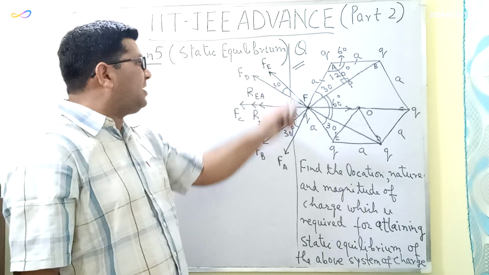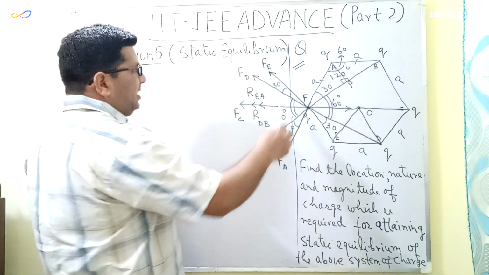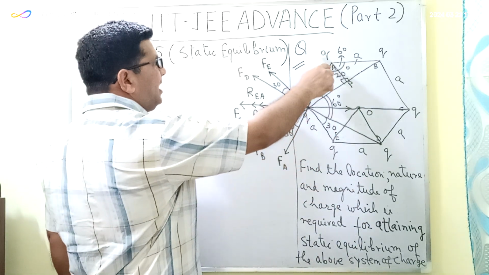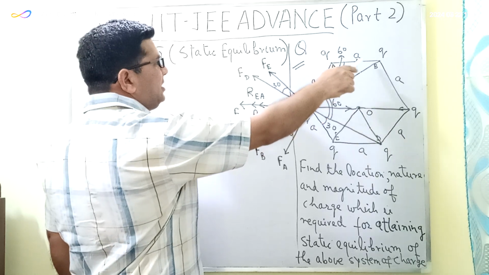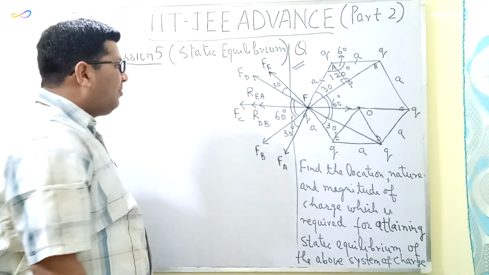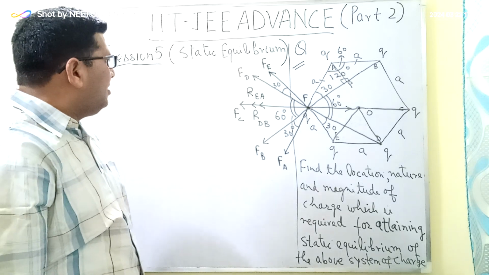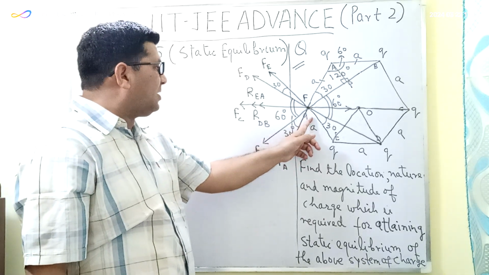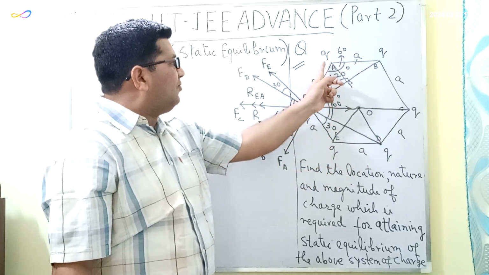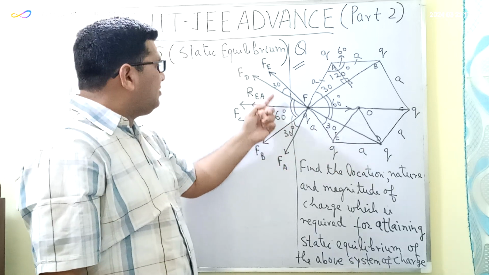Now this system of charge is placed in free space, and here this is a regular sided hexagon, and charge Q is placed at the corners of this regular sided hexagon as shown in this figure. So I have already drawn the direction of the electrostatic force which is being exerted on this charge Q at F due to these 5 charges placed at the vertices of this regular sided hexagon, and I have done that in order to save the time.